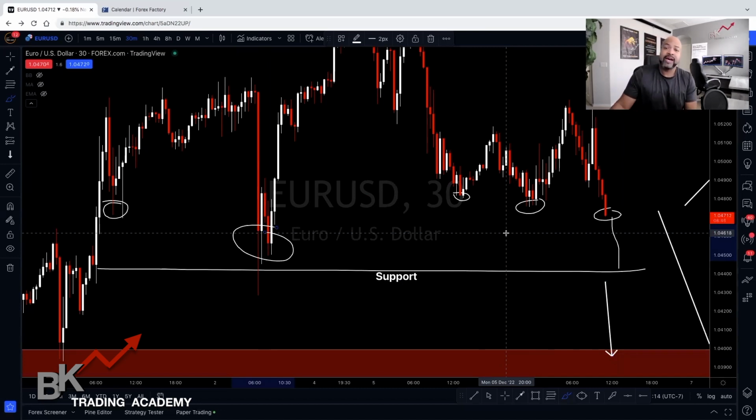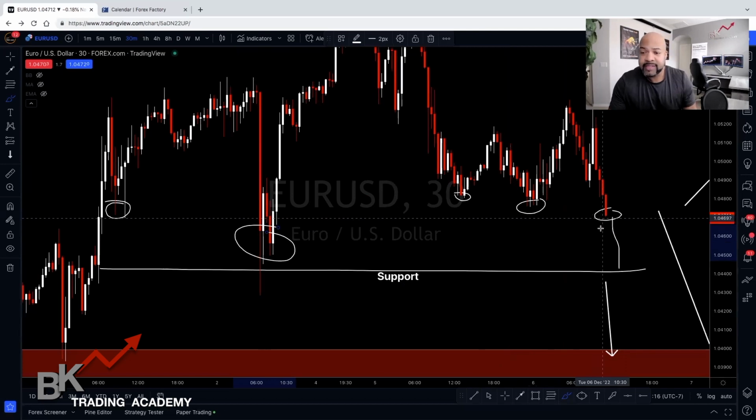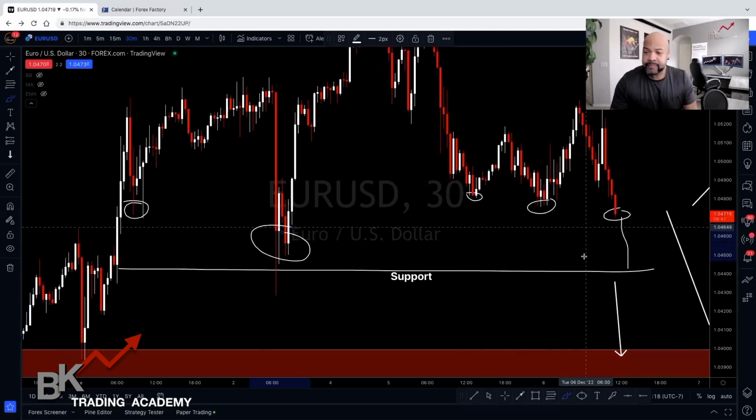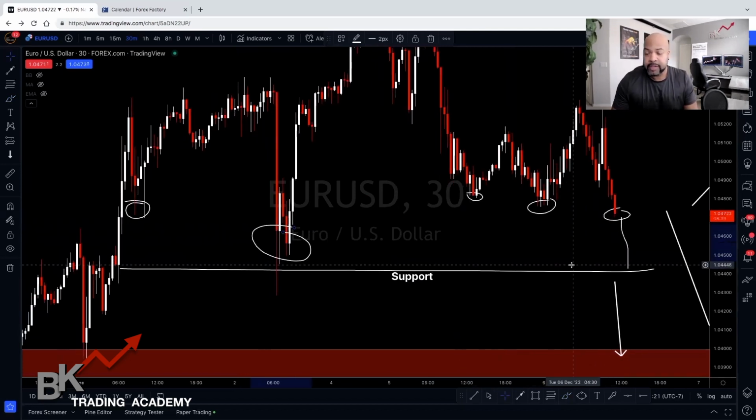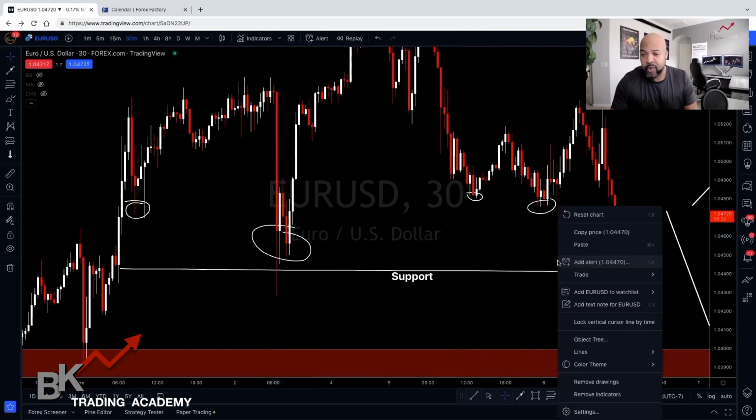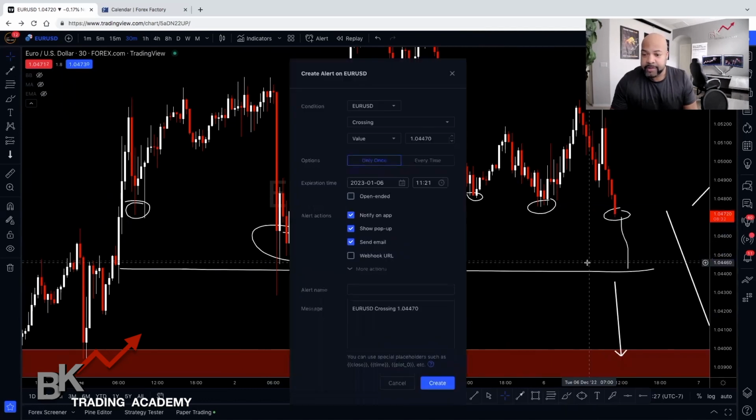We're letting the trade come to us, right? So what I would do next is put an alert on here. For those who use TradingView, all you have to do is right click, hit add alert. Wherever you right click at, that's where the alert is going to come at.